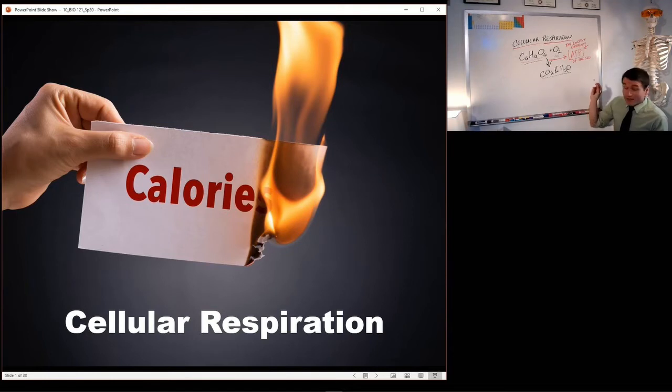Now, you can break cellular respiration up into two different categories. You have aerobic cellular respiration, which is what I've been talking about, but there's also anaerobic cellular respiration. And actually, all organisms do some form of anaerobic cellular respiration. For a large portion of Earth's evolutionary history, there was no oxygen in the atmosphere.